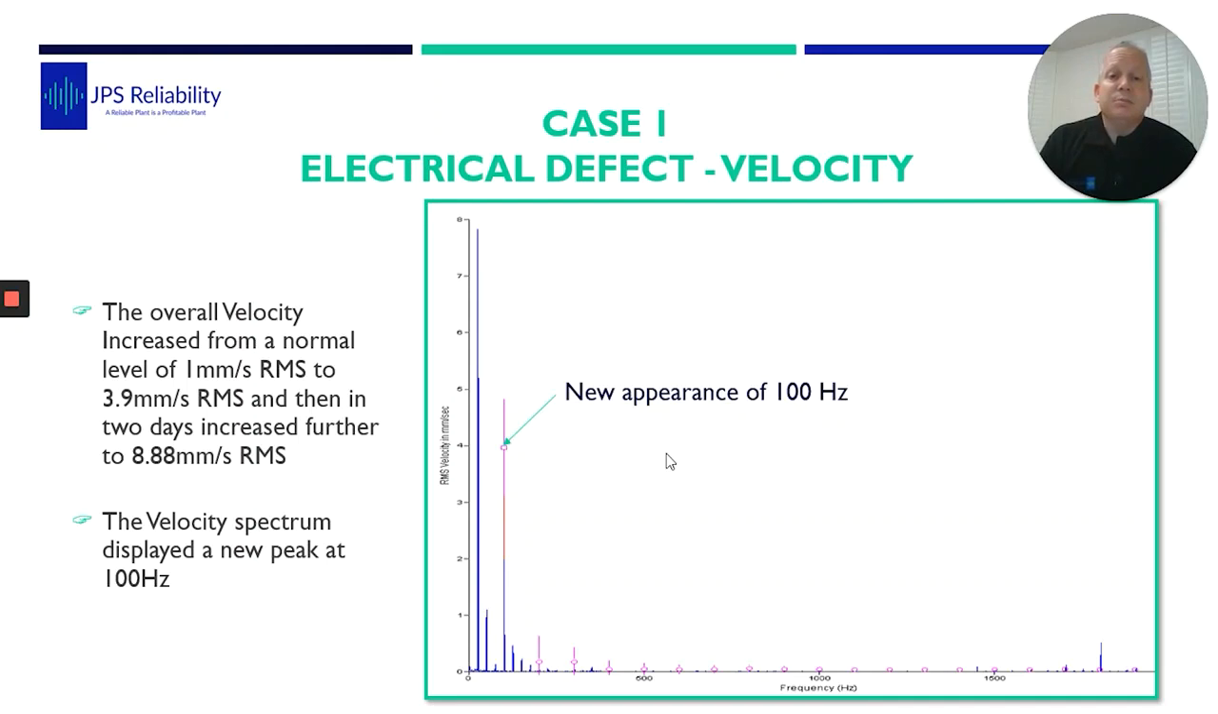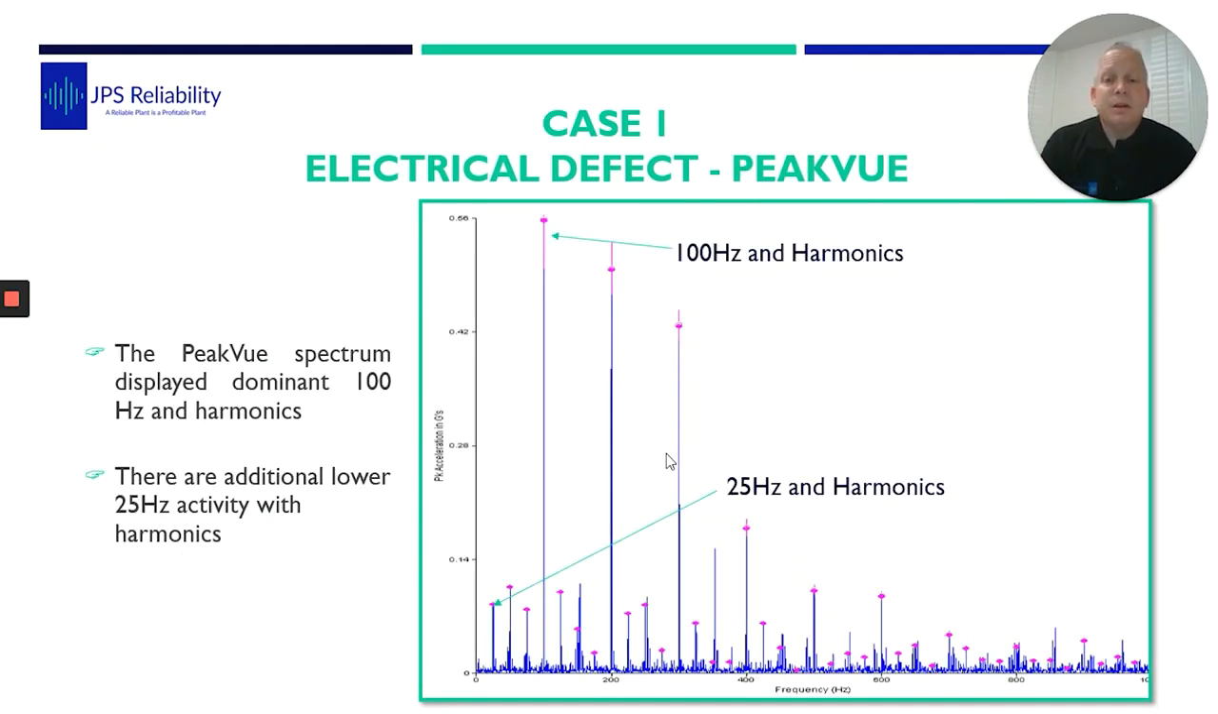Then we took some PeakVue data, and there was lots of electrical noise, which PeakVue does tend to pick up. But this was the change in the pattern. You see we have lots of 100 hertz series and also 25 hertz harmonics. So this was a change.